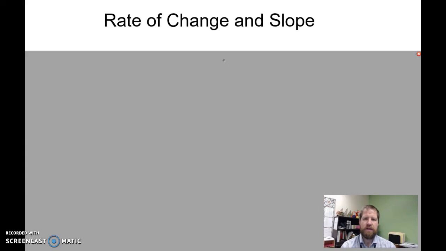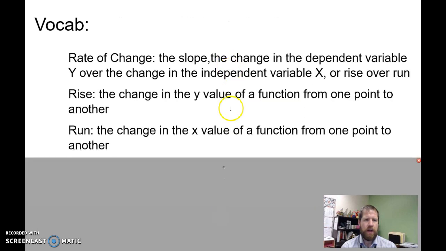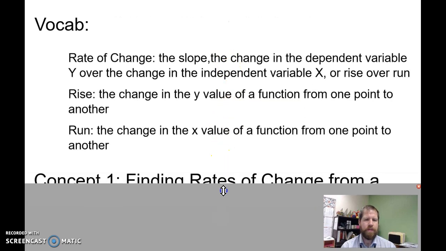Rate of change and slope. So hopefully a lot of this vocab will be familiar. The first one is rate of change. That's basically the slope, at least the slope of a section of a line.